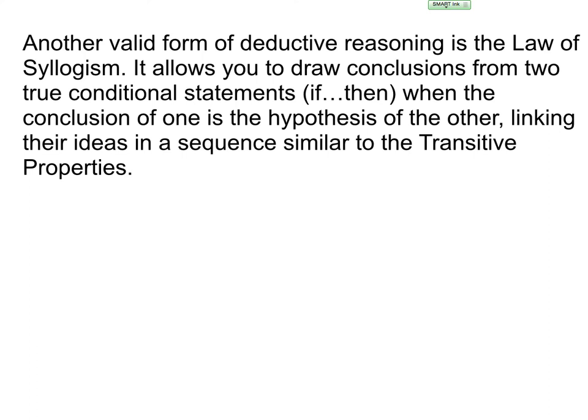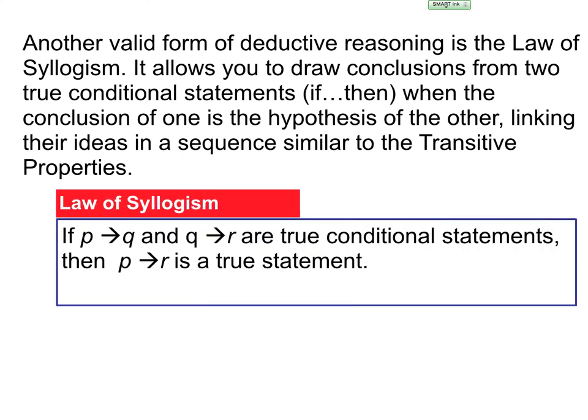There's another law of logic that works. It's called the law of syllogism. Kind of a fun little word, syllogism. Syllogism reminds me of the transitive property, but it's not the transitive property of equality or congruence. It just kind of reminds me of it. It's kind of like a transitive with if-thens.